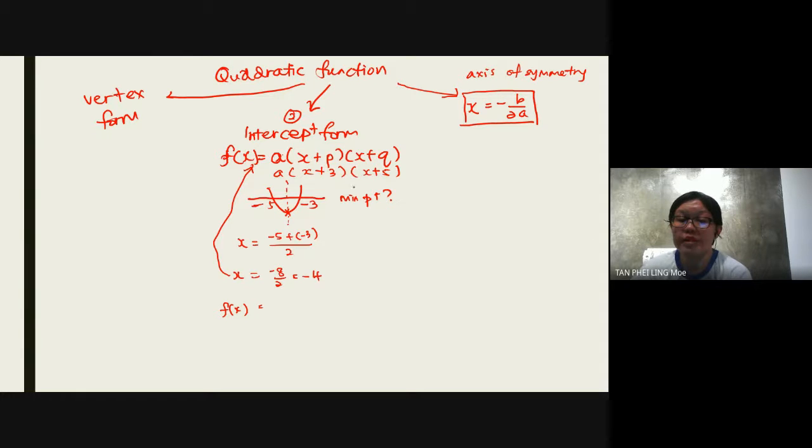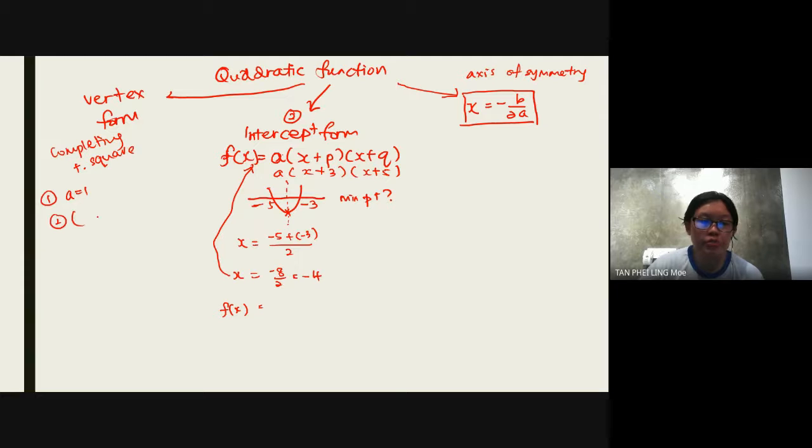So there are 3 methods here. Let me repeat. The first one is vertex form, where you have to do completing the square. Then you have to have the 3 rules. The first one, a has to always equal 1. Number 2, big bracket square minus small bracket square plus c. Number 3 is to express them in the form x plus p squared. Like that. So these are the main concepts of this part.